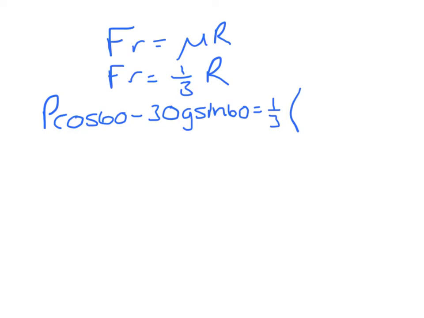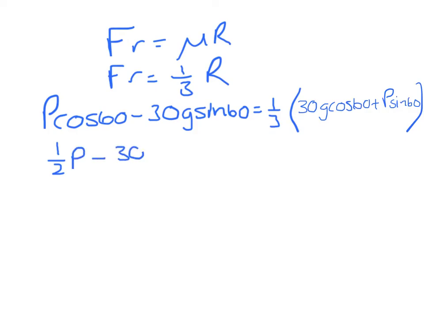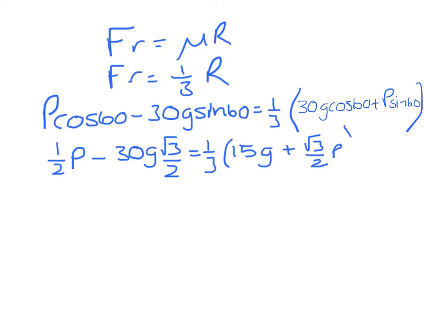equals 1/3 of 30G cos 60 plus P sine 60. Now it becomes a pure maths question where we have to expand and collect common terms. Cos 60 is a half, so we have a half P minus 30G times sine 60, which is root 3 over 2, equals 1/3 of 30G cos 60, which is 15G, plus root 3 over 2 P.